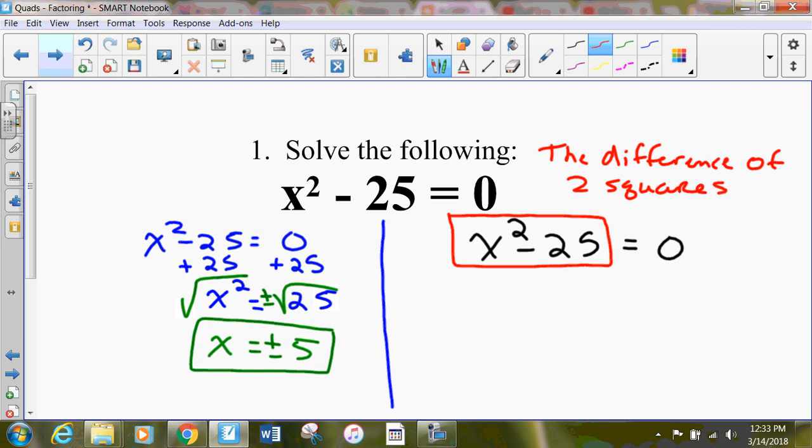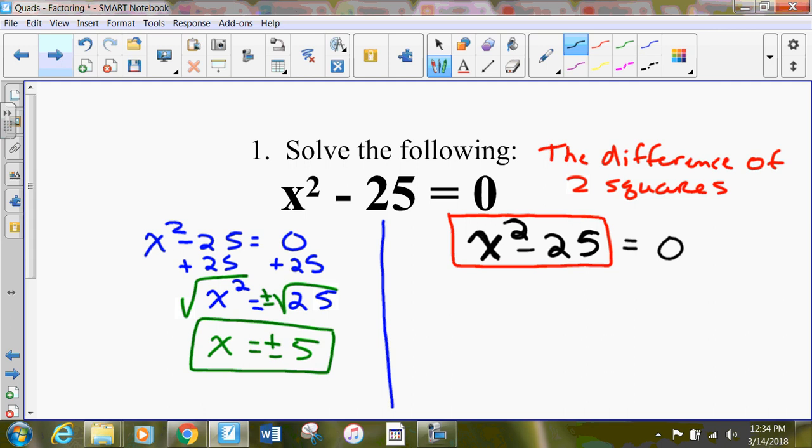And what does the difference of two squares even mean? Well, if something is the difference of two squares, it means that there are two things, right? Both of them are squares. Another way to say that is they're perfect squares. So let's look at x squared. Is that a perfect square? Can something times itself equal x squared? Sure, x. So x squared is considered a perfect square. How about 25? Can something times itself equal 25? Sure, 5. So 25 is considered a perfect square.